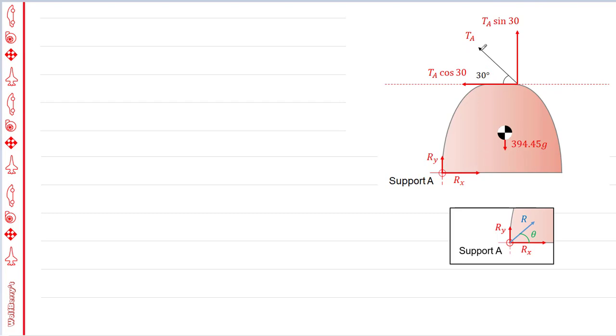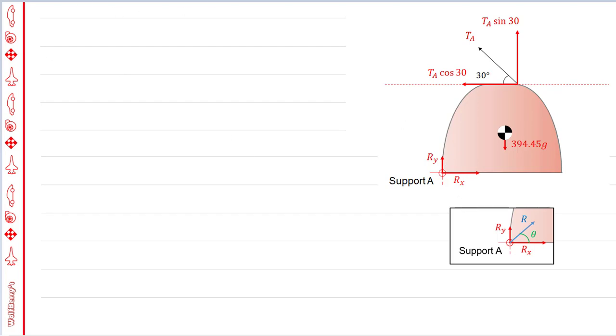Now, this is a free body diagram. We resolve the tension into two components. The component next to the angle is cosine of that angle. The component that's far away from the angle is the sine of the angle. That's an easy way to remember how to resolve a force at an angle. And down here we have two reactions, Rx and Ry.